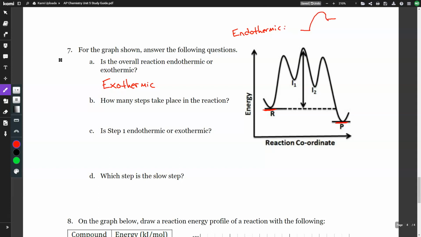All right, so how many steps take place in this reaction? So we have 3 different transition states. So they're going to be 3 steps. Is step 1 endothermic or exothermic? So step 1 starts here and ends with more energy. So that would be endothermic.